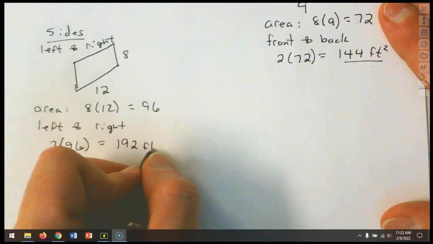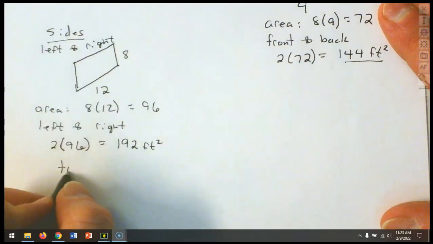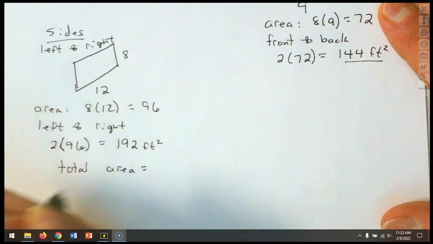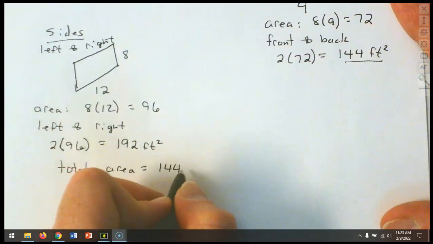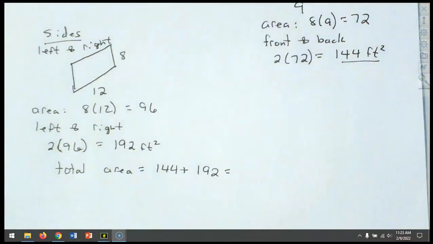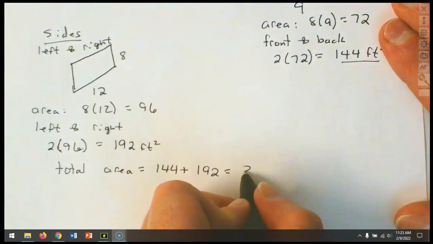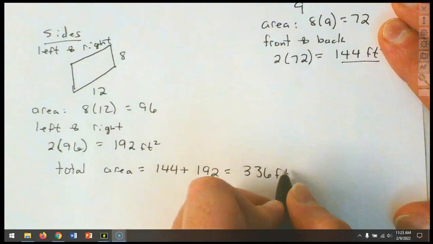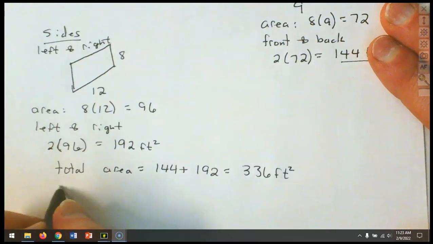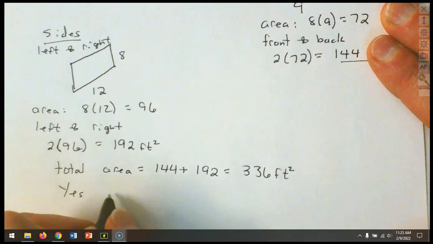What's my total area? That's square feet. Total area is 144 plus 192. Adding those together, I get 336 square feet. Now, can I paint that room? Yes, I can paint the room.